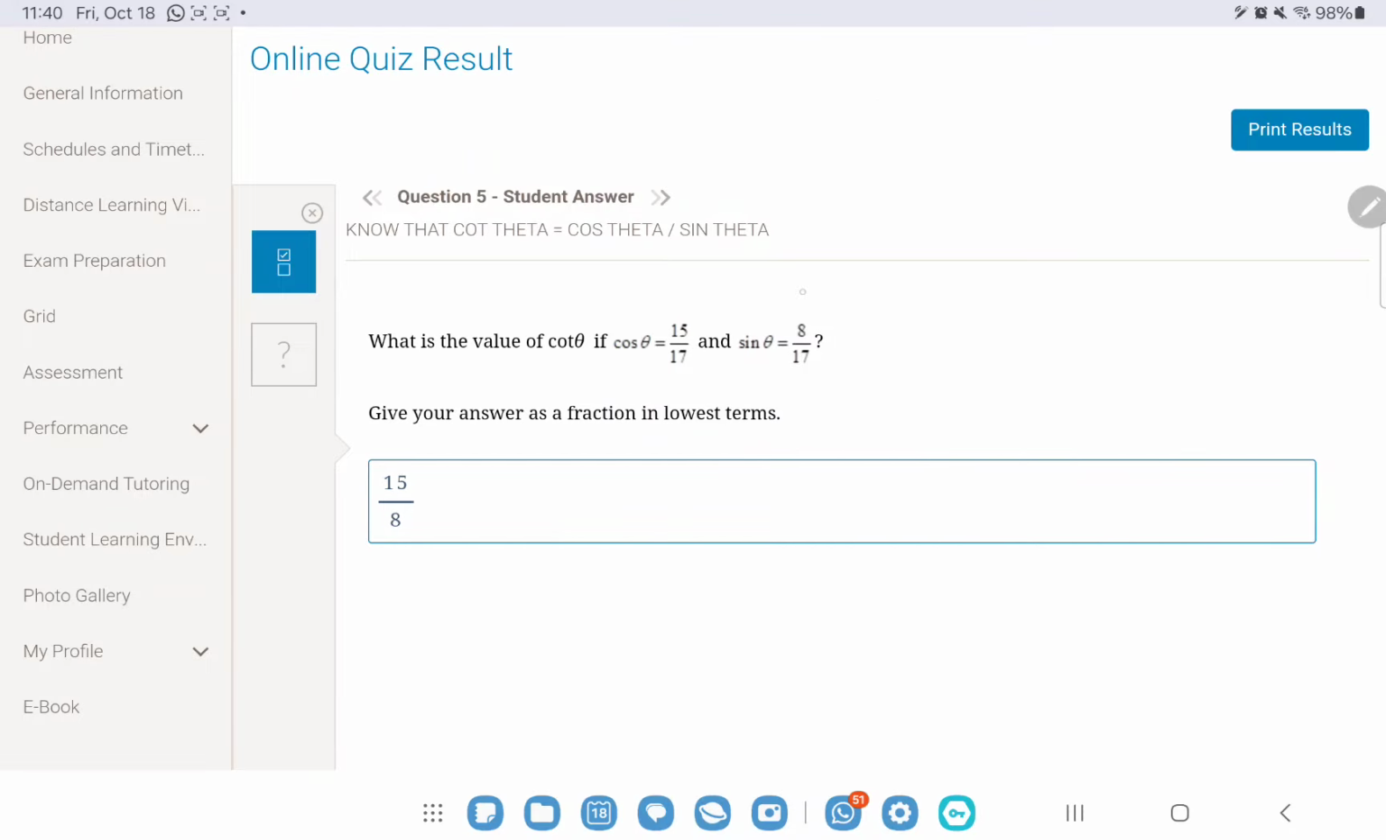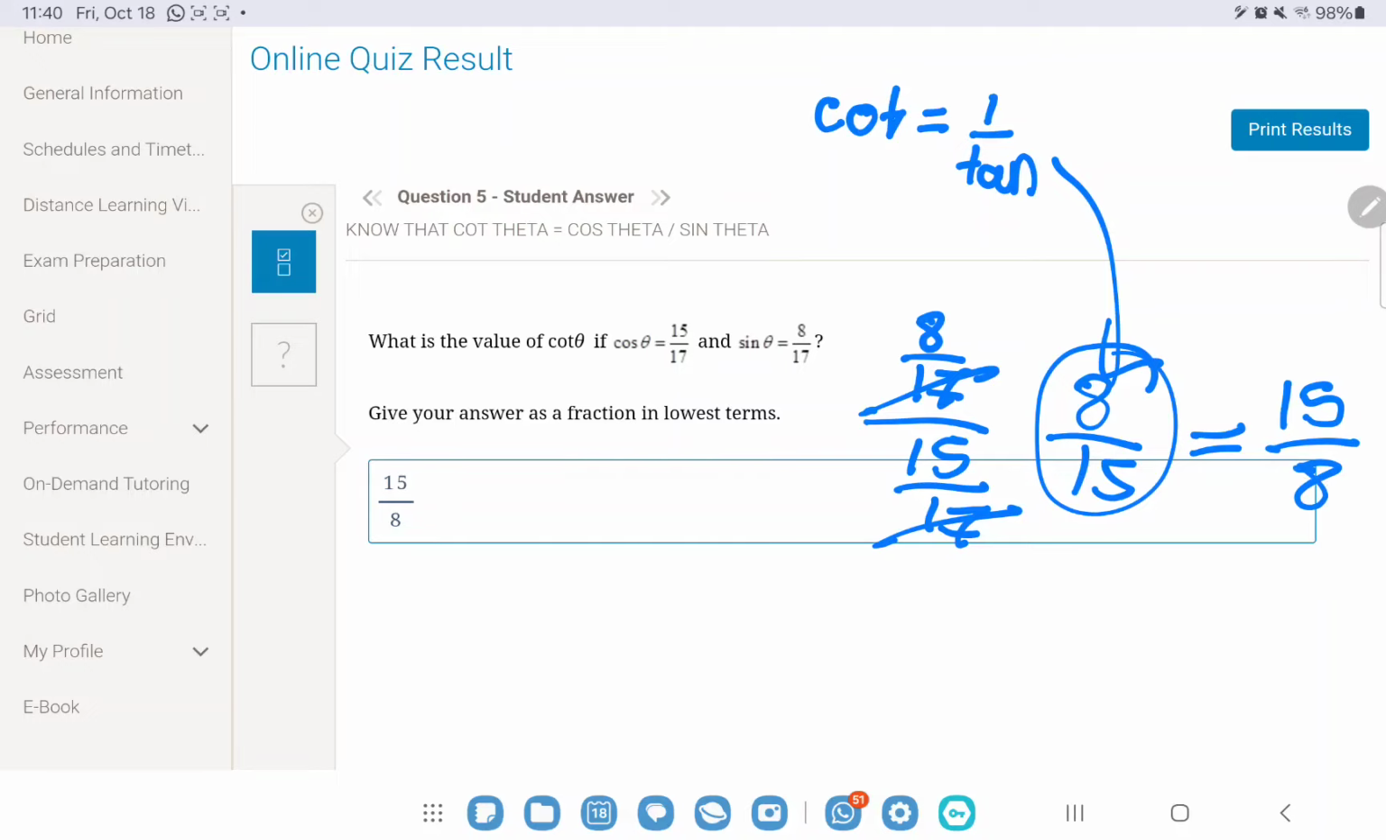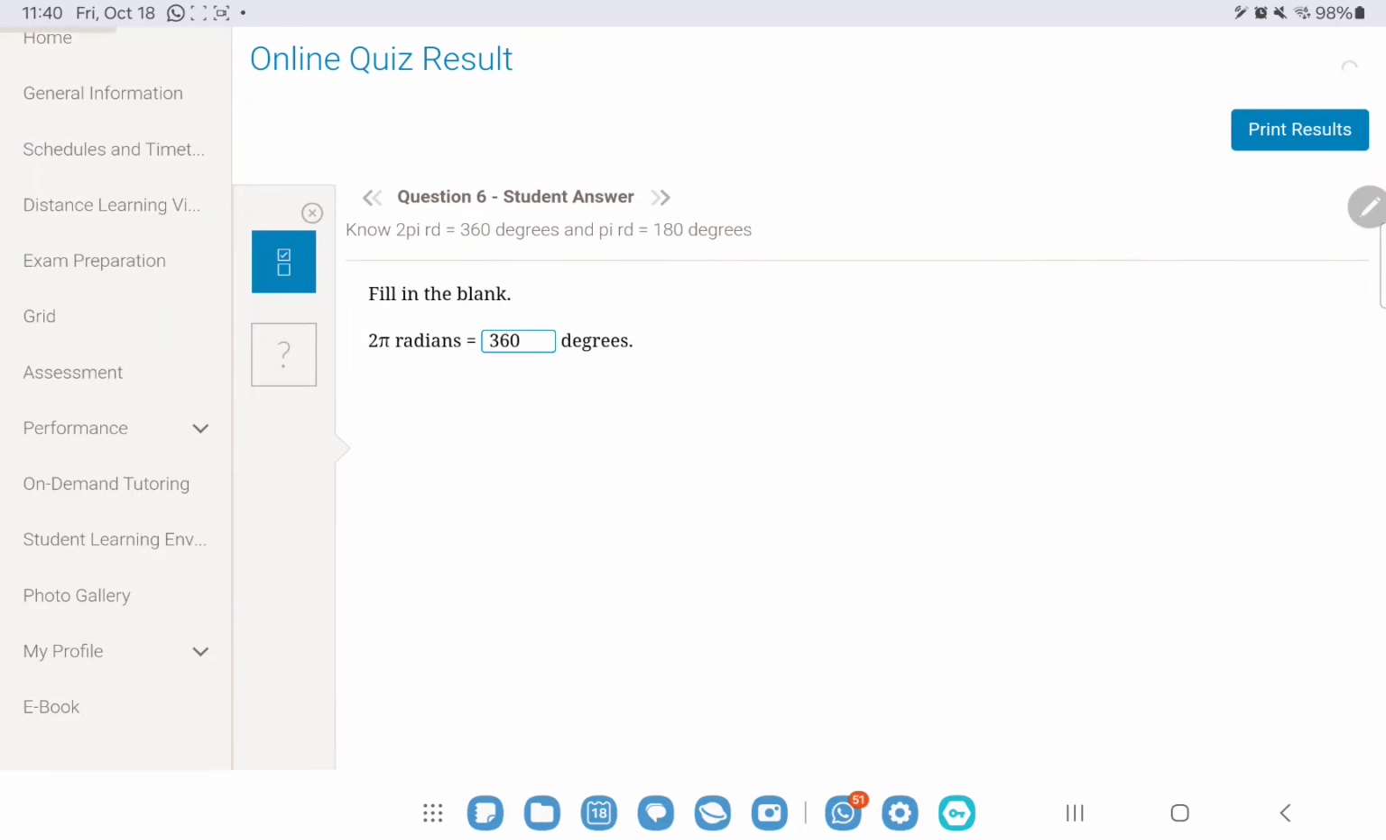Now, what's the value of cotangent? Cotangent is, I think you could guess it, 1 over tangent. And we know that our tangent is 8 over 17 over 15 over 17. Knowing that we could erase this with this, our tangent is 8 over 15. We already said that in the first question. Our cotangent is 1 over this, so it's equal to 15 over 8. And that's your answer. That's it for this question. Just memorize the rules and they're really easy.